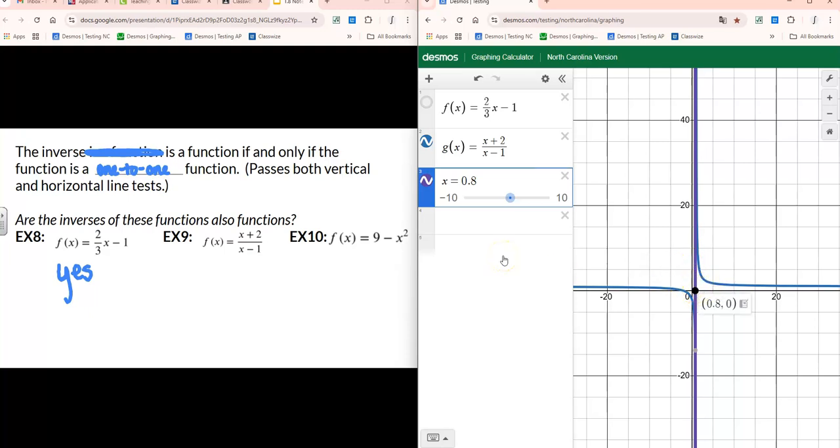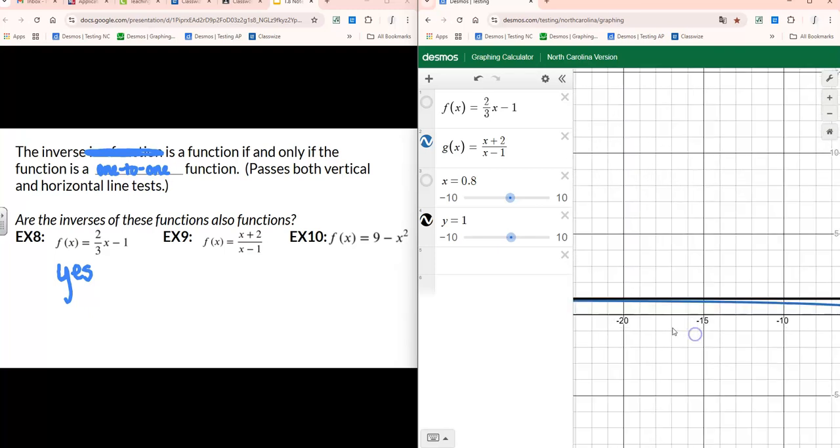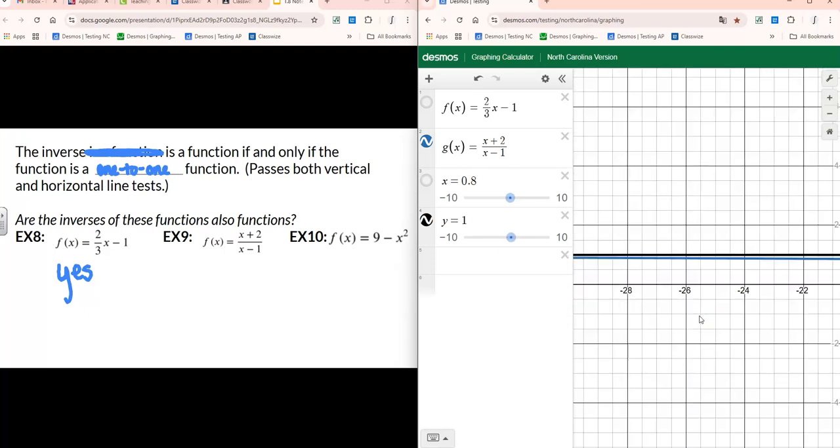But what else do I have to check? Horizontal line test. So if x equals a number gave us a vertical line, what do you guys think we need to type in for a horizontal line? Y equals a number. So I'm just going to do y equals 1 and hit enter. And that's going to give me this line right here. Do I pass horizontal line test? It's almost the same, right? Like it gets a little iffy right here. But if I zoom in, am I actually touching that line more than once? I am not. That's a horizontal asymptote for that. So this one is a one-to-one function. So your inverse would be a function.